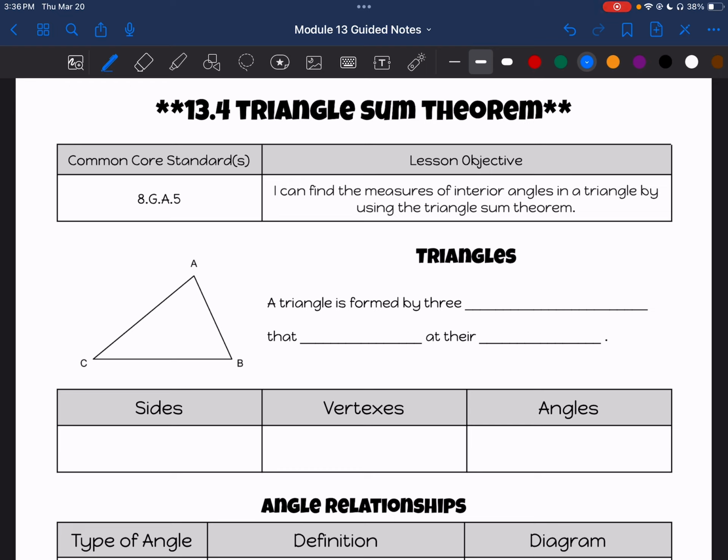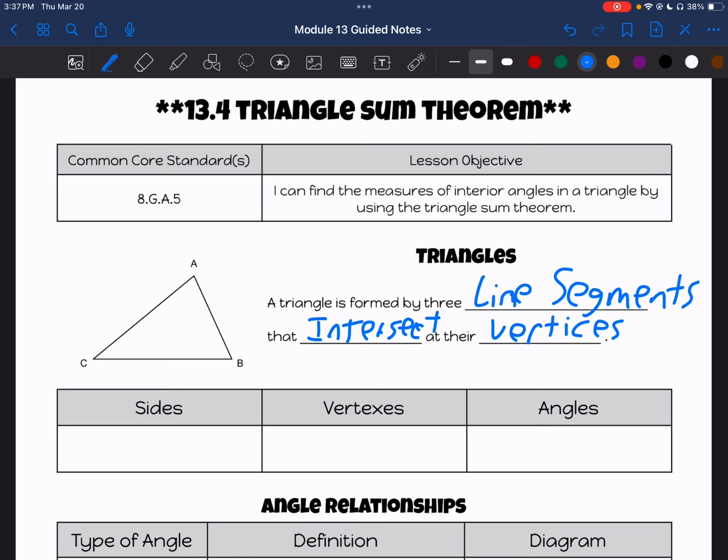Let's define that. A triangle is formed by three line segments that intersect at their vertices, otherwise known as endpoints.